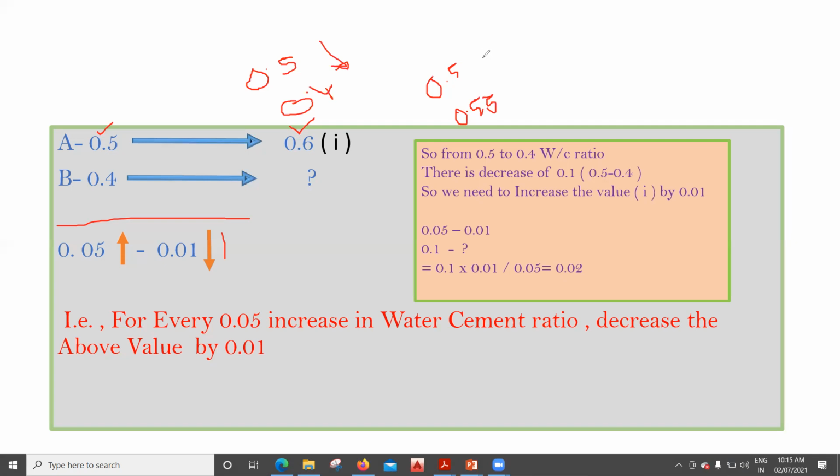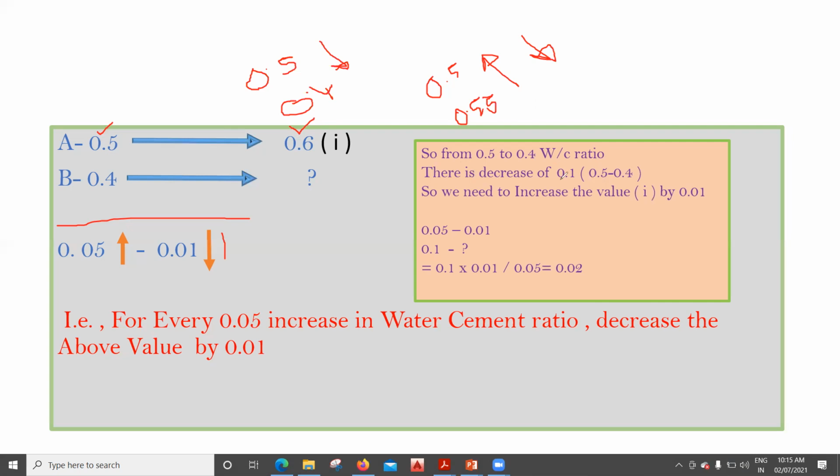So if we have gone up, then the value you're getting, you have to decrease that value. It's vice versa. If the water cement ratio goes beyond this 0.5, you have to decrease this value. But if your water cement ratio is less than 0.5, you have to increase that value, right? Now the water cement ratio has come from 0.5 to 0.4.